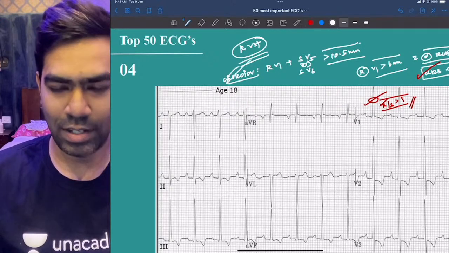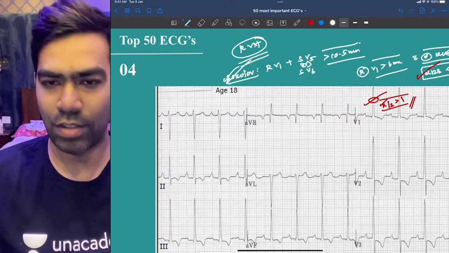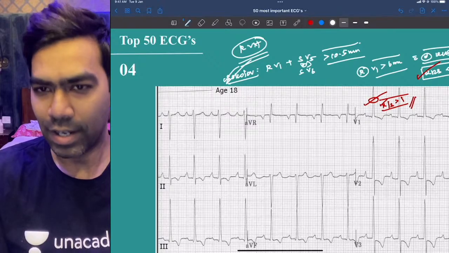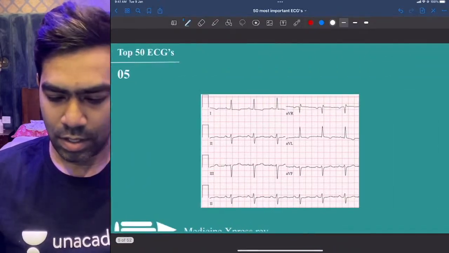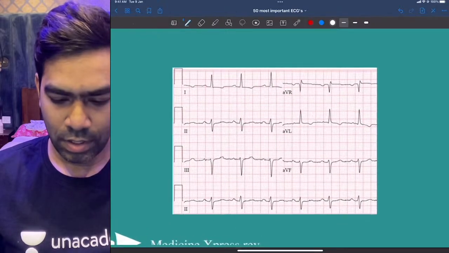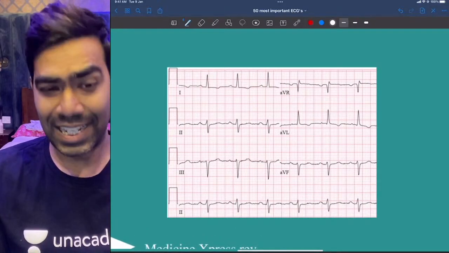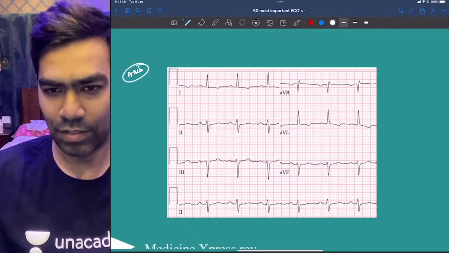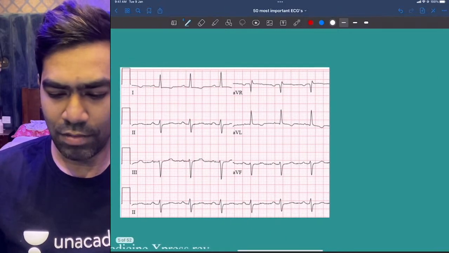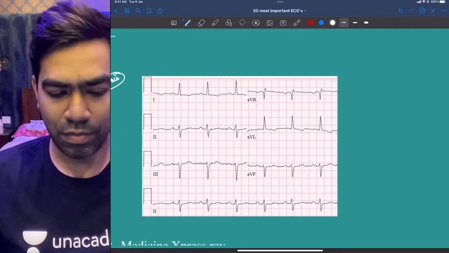I don't know whether many of you know this in the first place, but there is a Sokolov-Lyon criteria for right ventricular hypertrophy as well. And looking at this one, what is this? We are talking about axis first of all, how to find out the cardiac axis in the first place. I used to give a simple algorithm for finding out the axis.